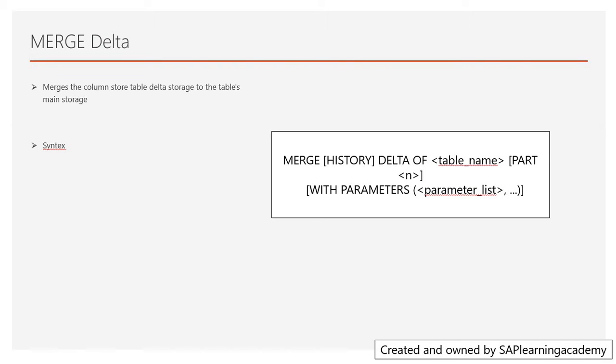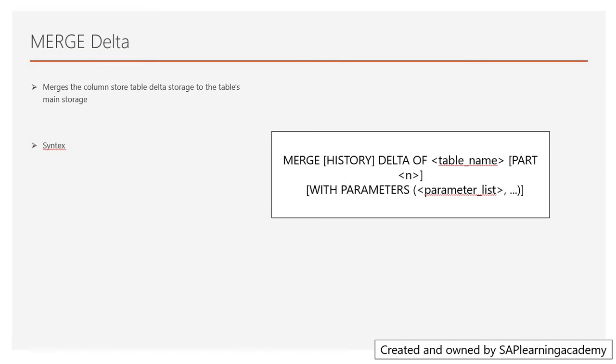And before starting the syntax and all, let me tell you some concepts about merge delta. In SAP HANA database, as you might know, every column store table has two sections: one is the delta storage and the other one is the main storage. The main storage is responsible for all kinds of compressed data, and the delta storage holds the data where any kind of insertion or deletion is possible.